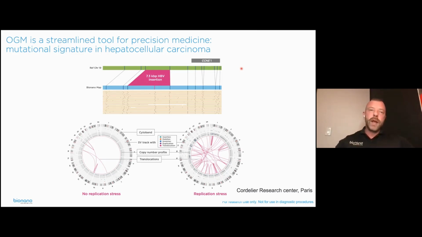And so this creates a mutational signature by creating replication stress, because the cell is forced to replicate faster than the DNA can catch up, and that causes this signature. This is a very important signature because it could mean that this tumor could be responsive to PARP inhibitors, for example. And so there's a whole new application there for these drugs if you can detect its signature.